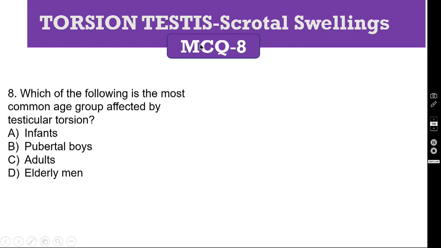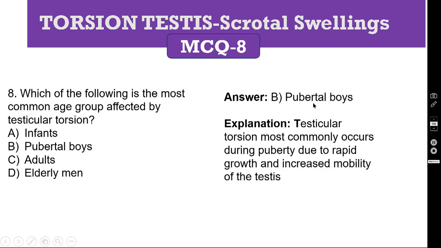MCQ number 8. Which of the following is the most common age group affected by testicular torsion? A. Infants. B. Pubertal boys. C. Adults. D. Elderly men. So the correct answer is B, pubertal boys.